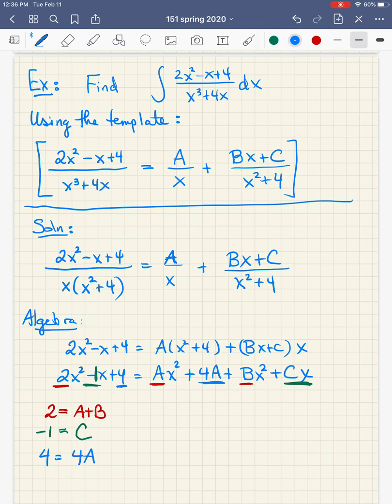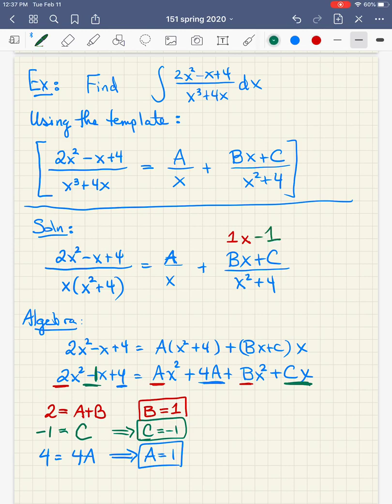So although this system has 3 unknowns, it's actually not that hard to solve because, for instance, the bottom one says that A equals 1. This middle one says that C equals negative 1. And this last one says that A plus B is 2, so that must mean that B is equal to 1. And so at the end of the day, we've found this decomposition. If I substitute back in, B is going to be 1, so I can put this as 1x minus 1. So that's B and C. A is going to be 1 as well.